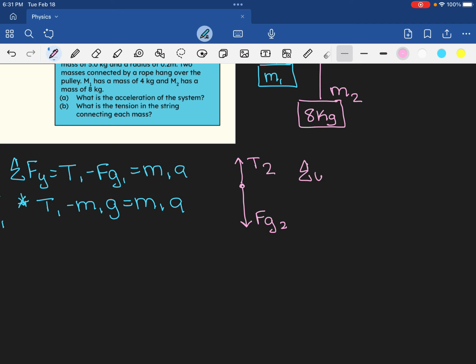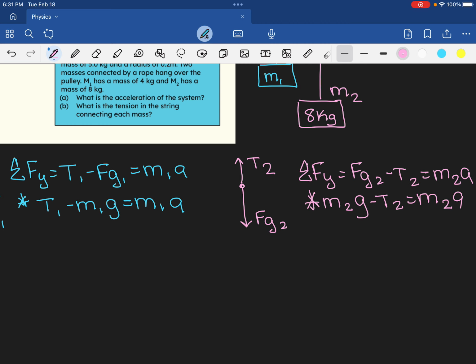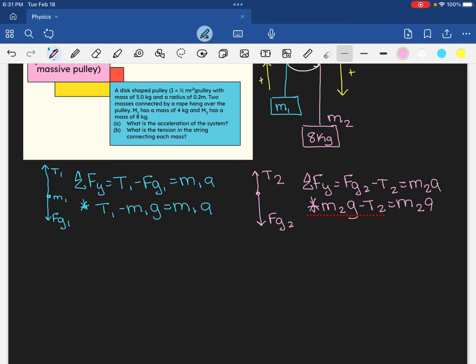The sum of all the forces in the y direction is going to be equal to Fg2 minus T2, and this is going to equal M2A. Breaking apart my Fg2, that's going to be M2G minus T2, and that's going to equal M2A. So these are my first two equations.